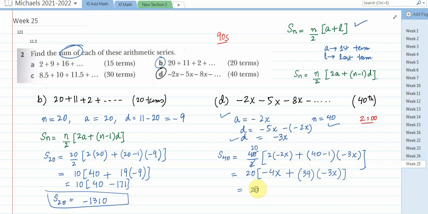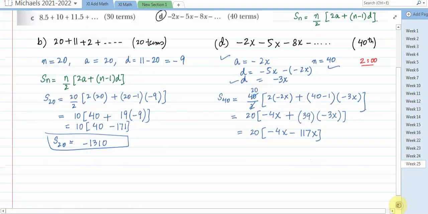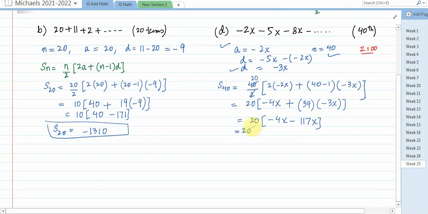Alright, we can simplify it. So 20 times (minus 4x plus minus 39 times 3, which is 117x). Both terms contain the variable x, so we can simplify it. So now it will be 20 times (minus 117 minus 4), which leads to negative 121x. When you multiply 20 with 121, you will get negative 2420x. That is the sum for 40 terms.